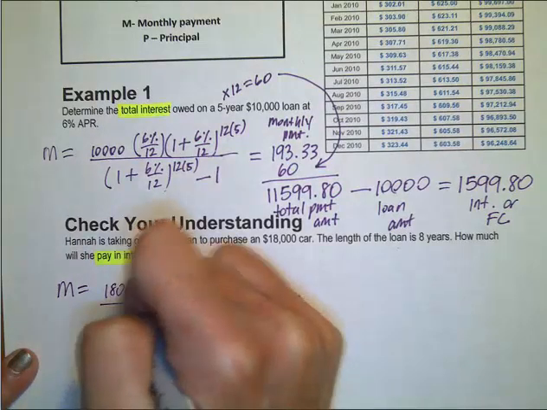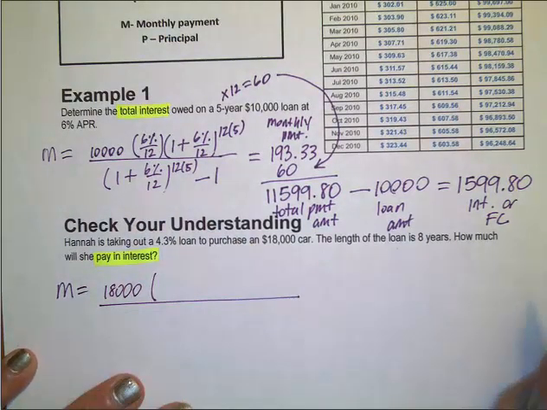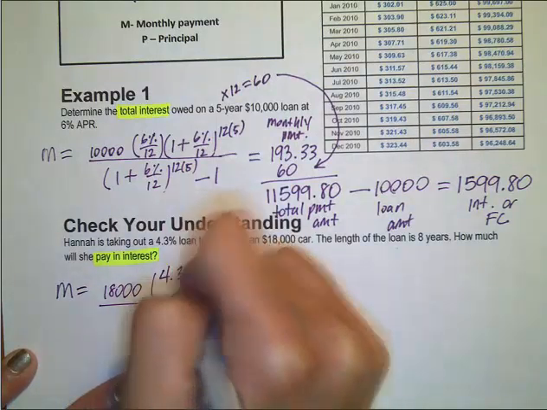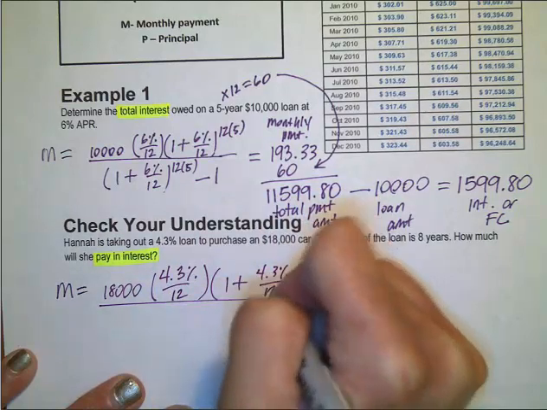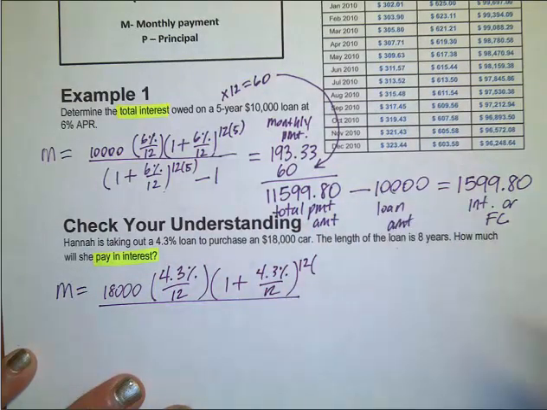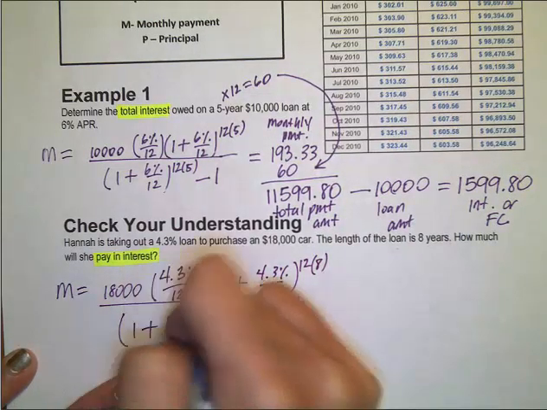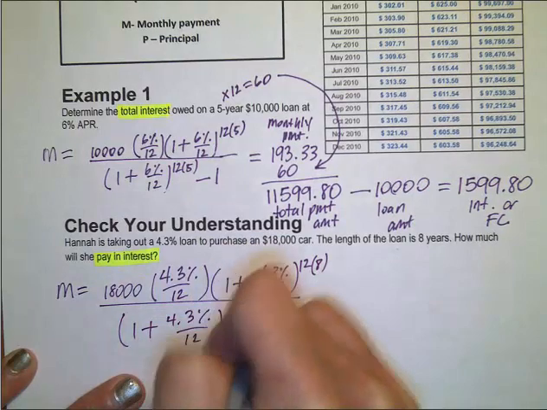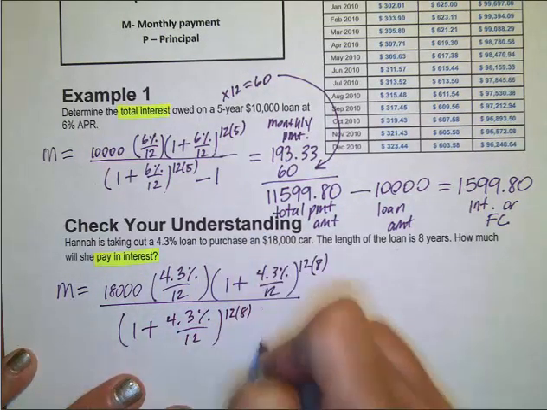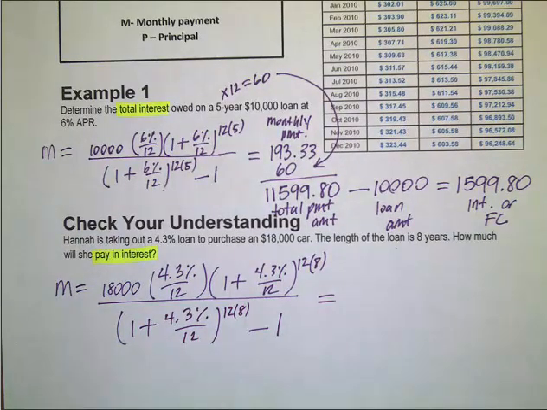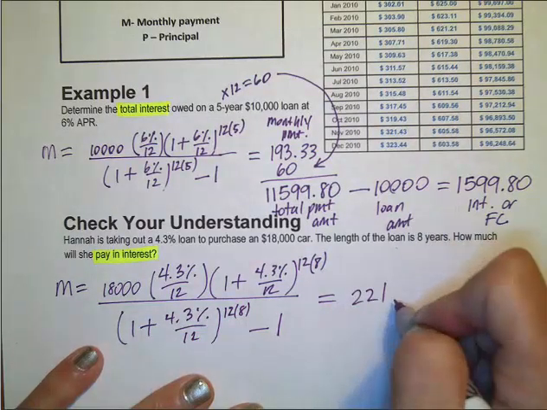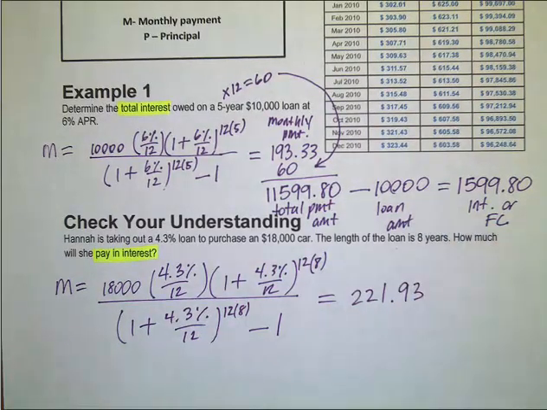18,000 times 4.3% over 12, 1 plus 4.3% over 12, 12 to the 8, over 1 plus 4.3% over 12, raised to the 12 times 8, and then minus 1. So go ahead, pause the video, get that into your calculator. You should have gotten a payment of $221.93.